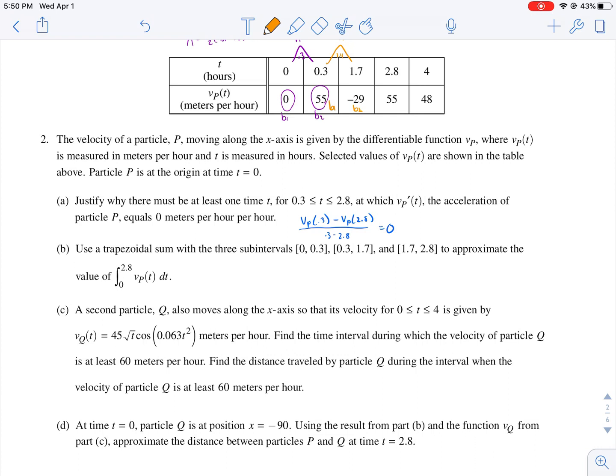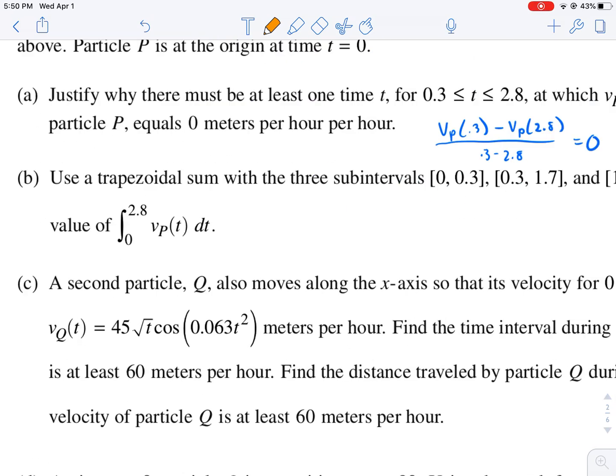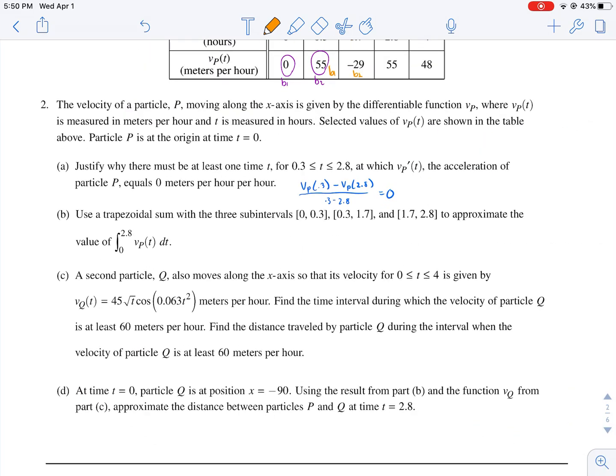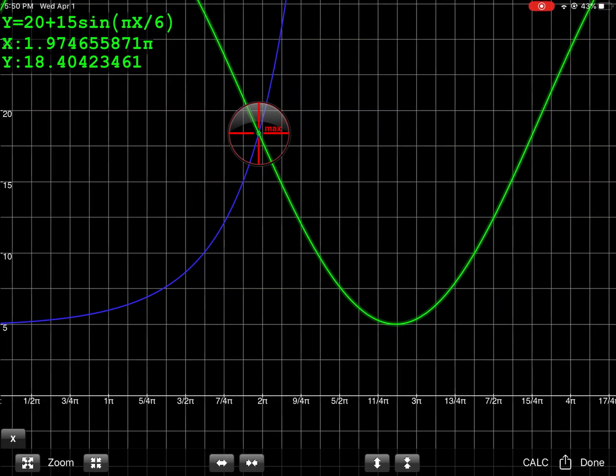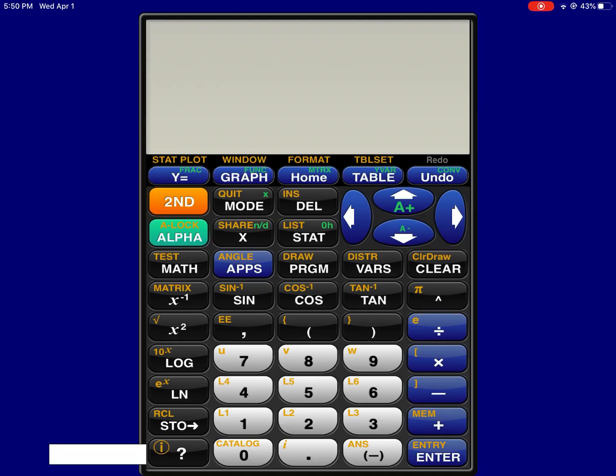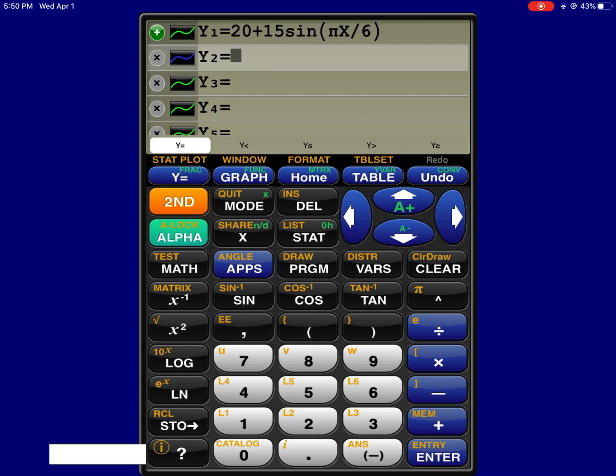Okay, now on part C, we want to find the time interval during which the velocity of particle Q is at least 60 meters per hour. So what we can do is graph this and graph the line y equals 60 and find those intersection points. So let me go back to my calculator here, say done, y equals, clear that. All right, we're going to go 60 for that one.